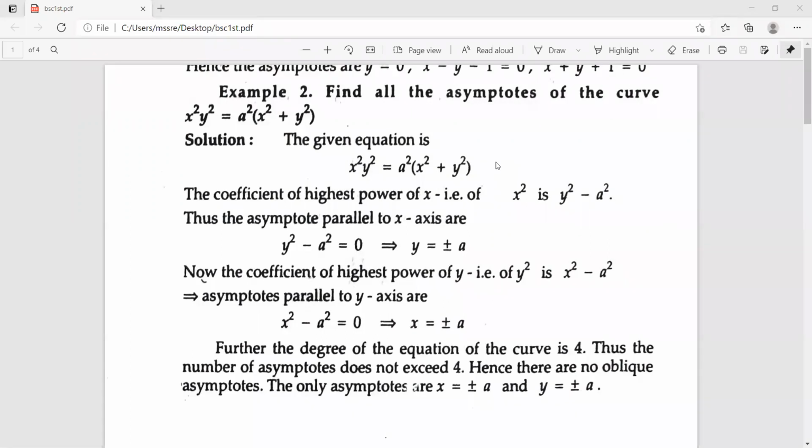So here, already we have got 4 asymptotes: y equals plus a, y equals minus a, x equals plus a, and x equals minus a. Therefore, no need to find oblique asymptotes in this case. So you have to observe the problem right from the beginning. Further, the degree of the equation of the curve is 4. Thus, the number of asymptotes does not exceed 4. Hence, there are no oblique asymptotes. The only asymptotes are x equals plus or minus a and y equals plus or minus a.